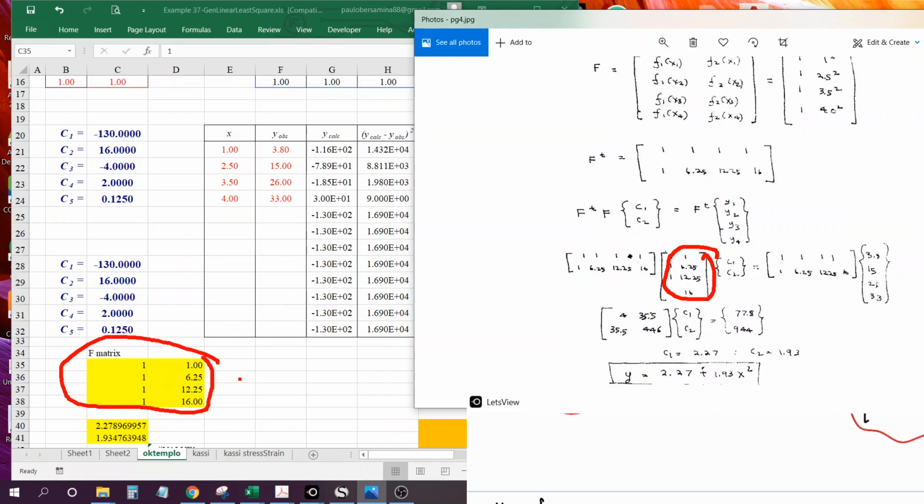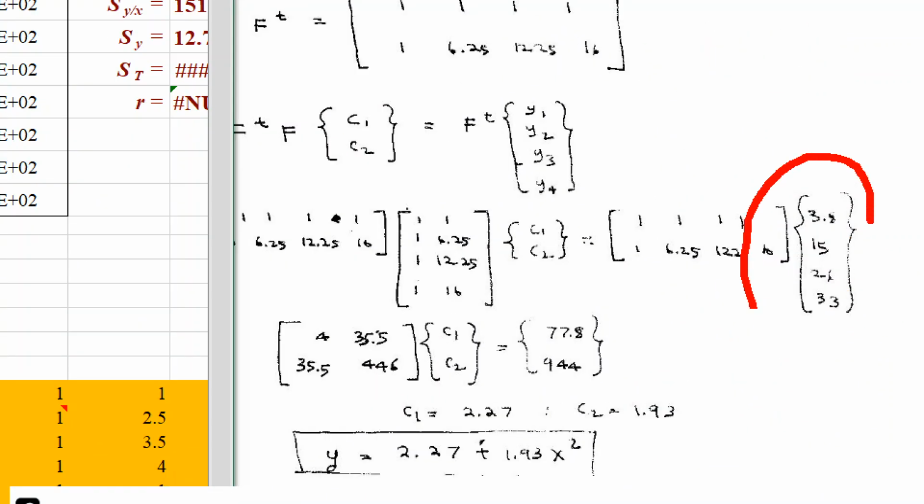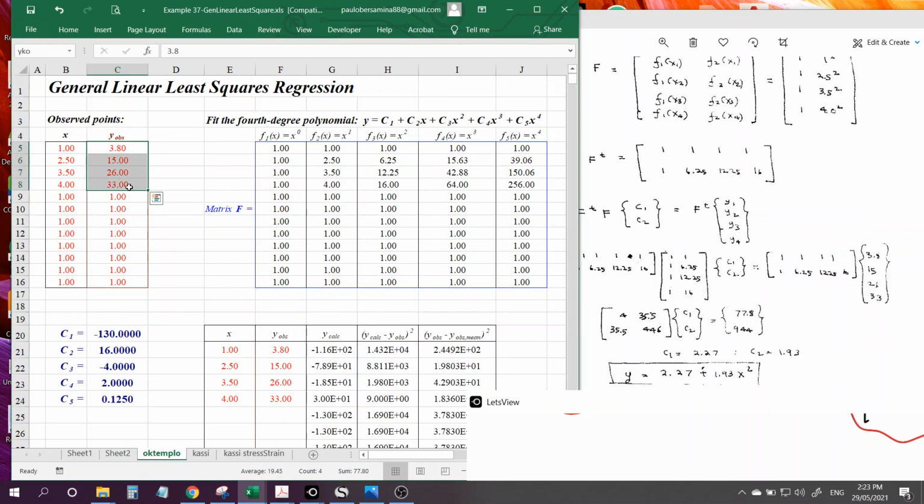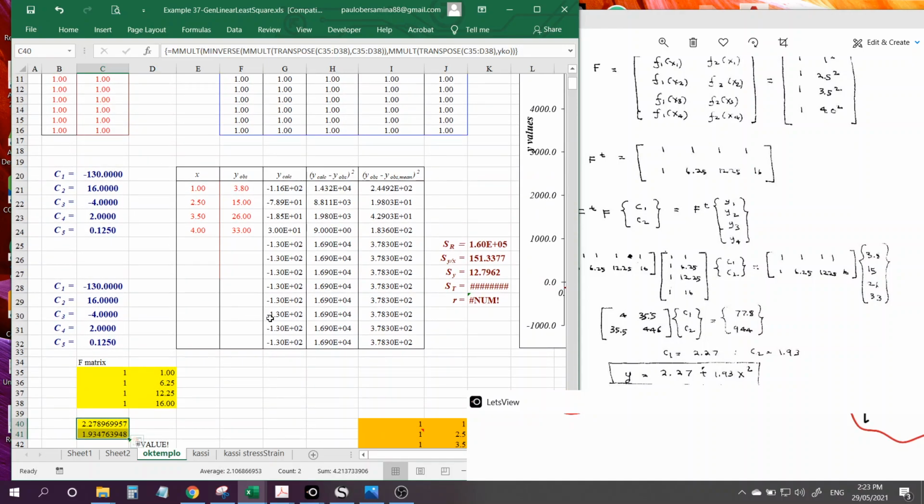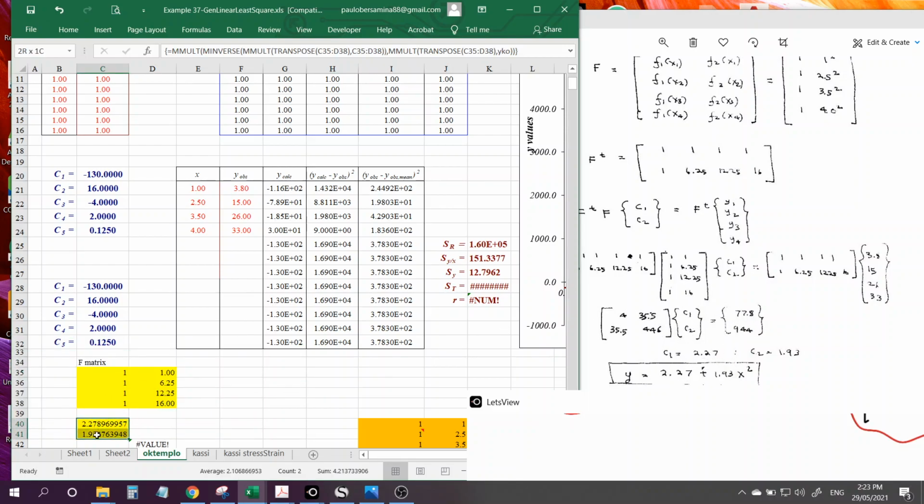Then of course you need to find the F transpose of this. Then where is my Y observed? It is this one here. So next is N. Okay, so this is my equation. So implementing this matrix formulation, highlight this and look at my formula.